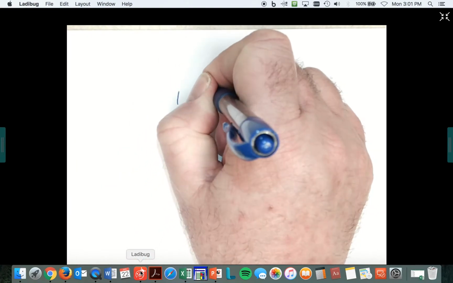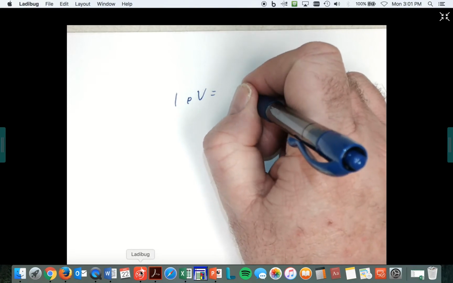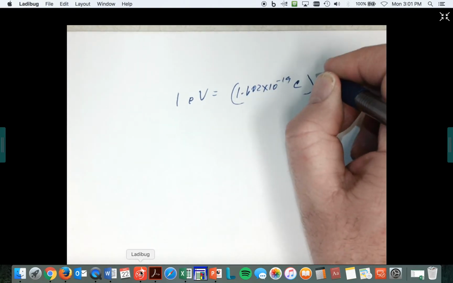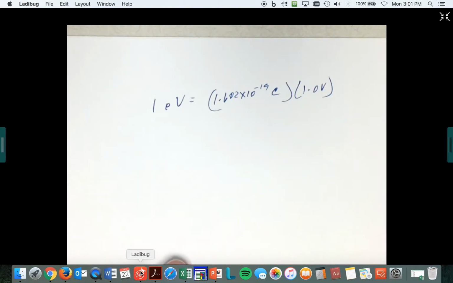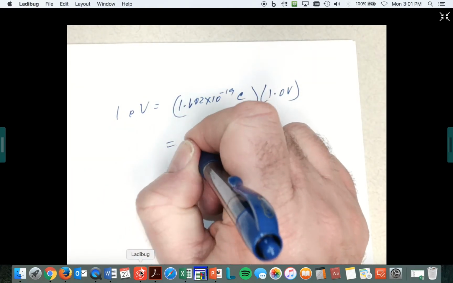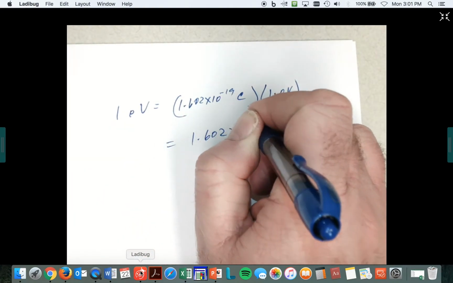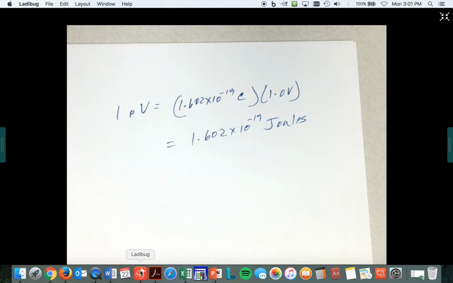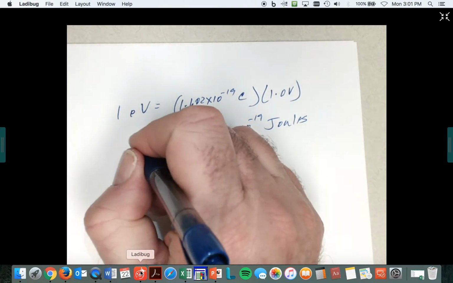1 electron volt is equal to 1 electron, which is 1.602 times 10 to the negative 19 coulombs, times 1.0 volts. That's an energy. Notice I got coulombs times volts. Coulombs times volts is energy, right? So this is equal to 1.602 times 10 to the negative 19 joules. All right? That's what 1 electron volt equals.